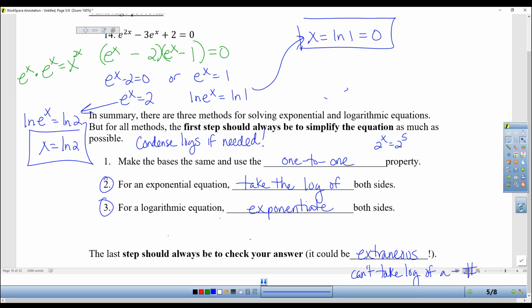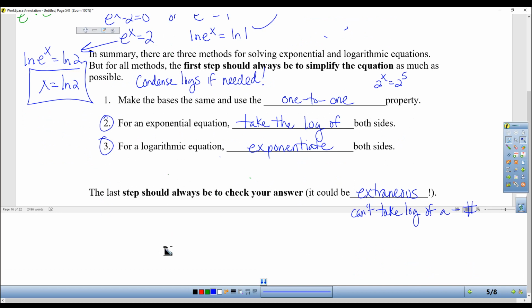Oh, just a little warning. Sometimes kids will have an equation with an e in it, and when they get x is equal to -2, they'll say, oh, that can't be right if you have e to the x. You can have e to a negative number, you just can't take the log of a negative number. So watch out for that.